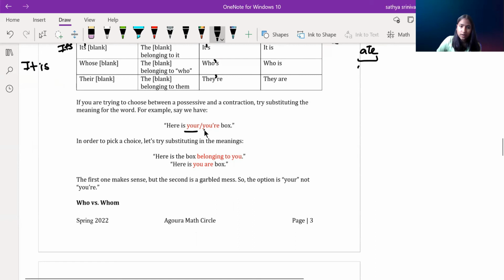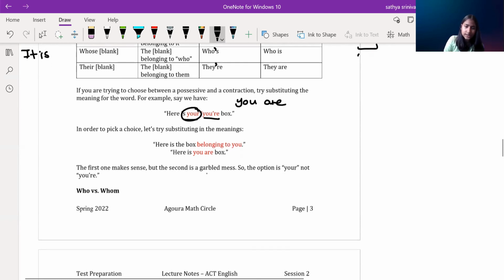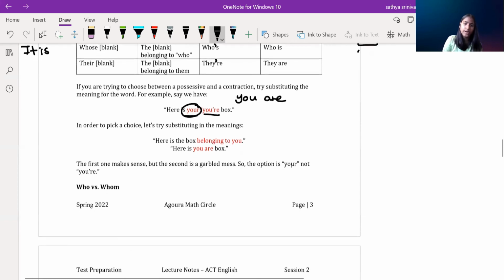Which one would be right here? Yeah, it would be your, right? Because it's talking about possession, right? Because you are, it's basically saying here is you are box, right? That doesn't make sense. So the second is not right. So your would be right, not you are.